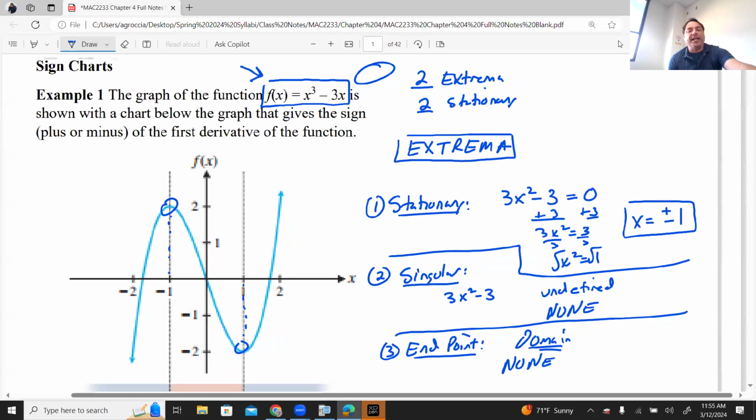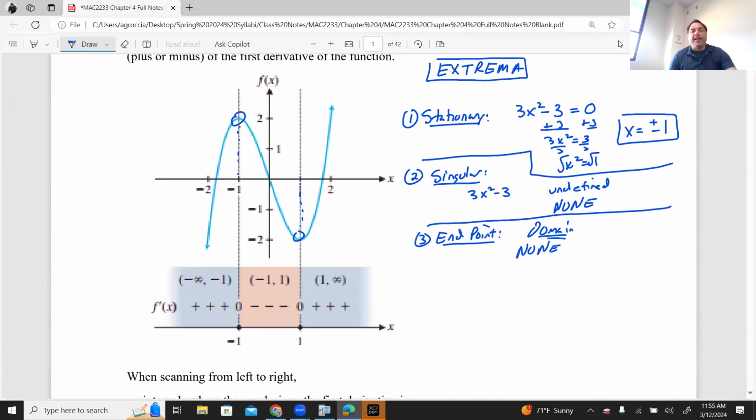So how do we check it? Well, we're going to make a table. In that table, we're going to look up each point and we're going to verify if it's an extrema or not. So in this process, what points did we come up with? -1 and +1. Good so far?